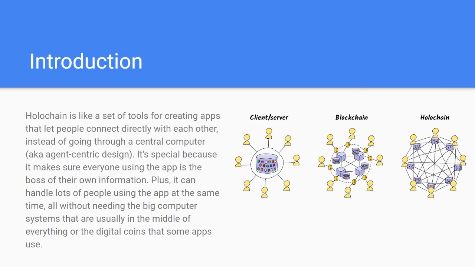So instead of the blockchain being a central ledger like Bitcoin or Ethereum, where everything is on the one ledger, it's kind of like a decentralized ledger. And this is actually done with hash tables.